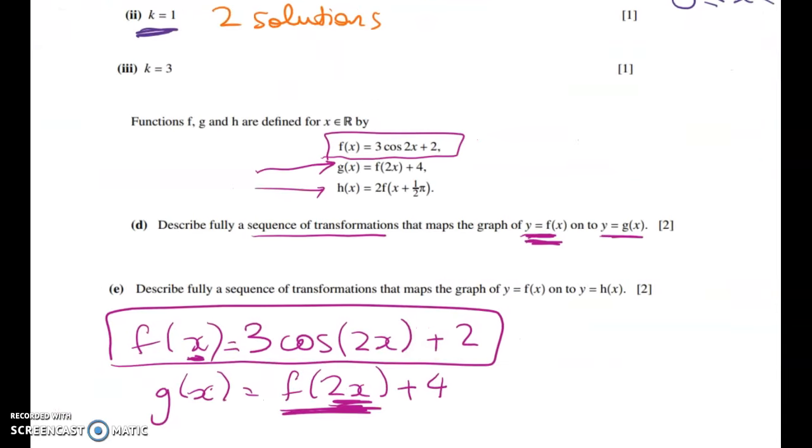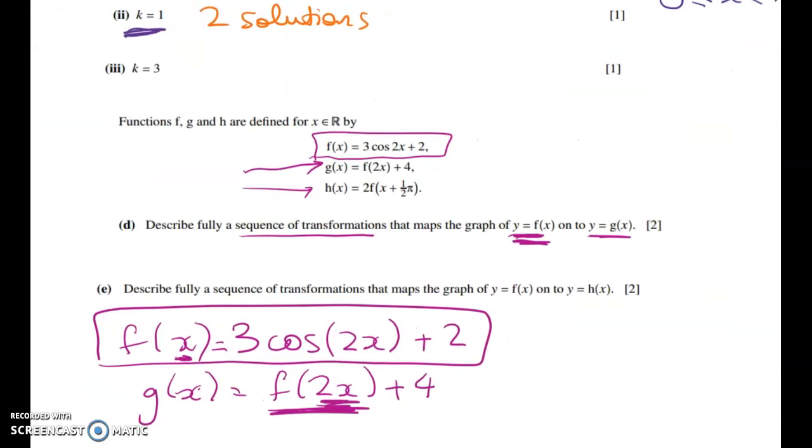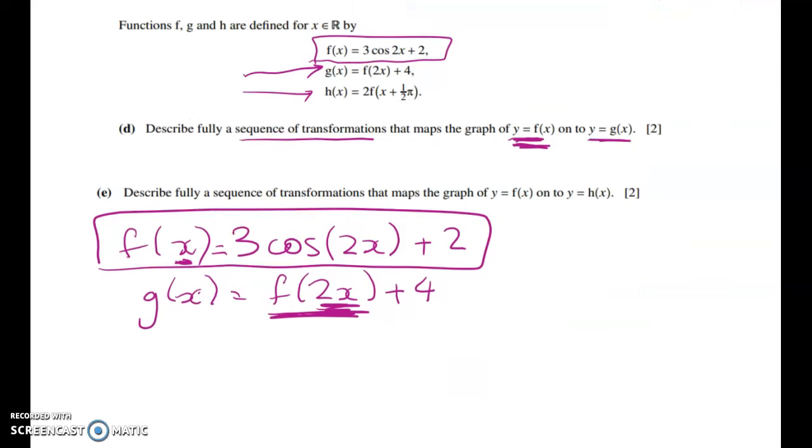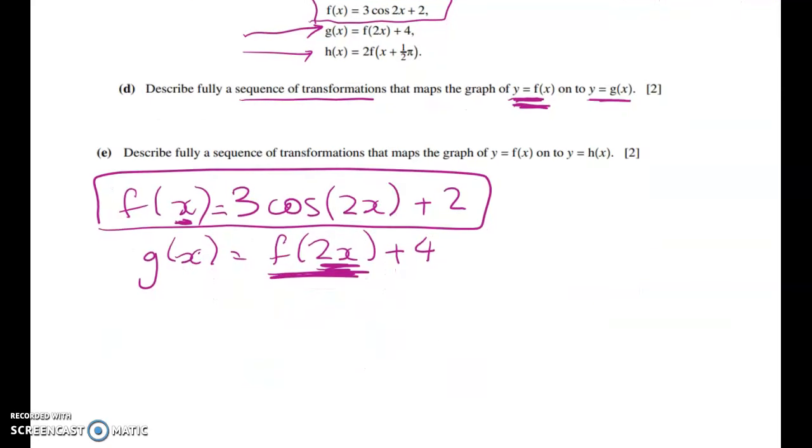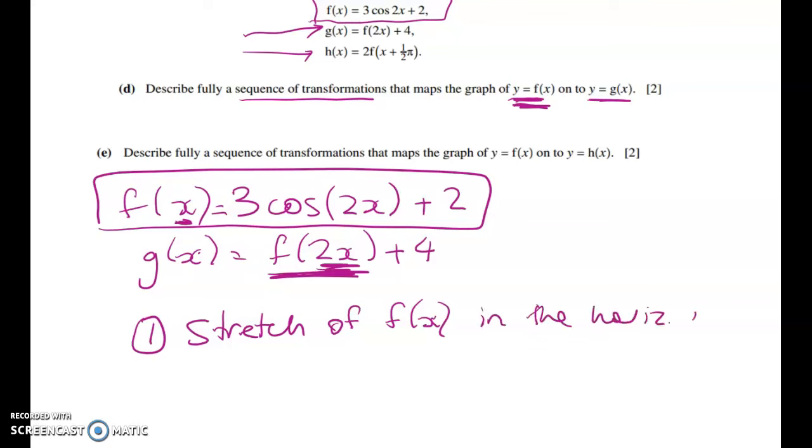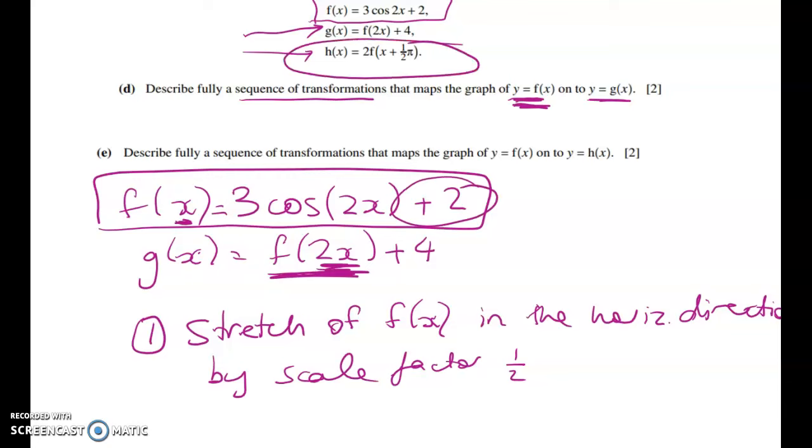Now let's go back and look at our cosine curve. What we're doing here is that we are putting in 2x instead of x. So the first transformation here is going to be that we've got a stretch, and it's the same wording, right? In the horizontal direction, and it's by a scale factor of 1/2. Now I'll do a second part of this video so that we can talk about this, and then we're going to also have to talk about this one here.